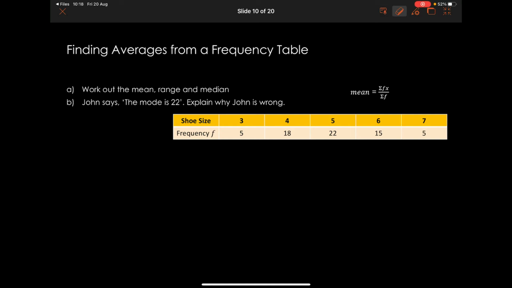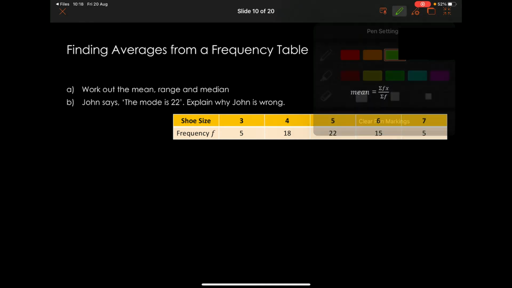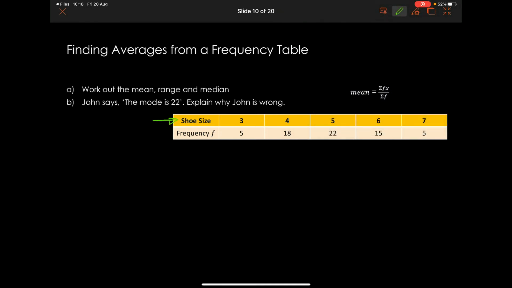Now, to find the range of a set of data from the frequency table, it's really easy because we only have to look at the actual shoe size. So we just need to look at this column here. And what we do is we do the biggest value on there, which is 7, and we take away the smallest value, which is 3, okay? So 7 take away 3 is 4, so that's the range, okay? We don't have to do too much to that, nice and easy.